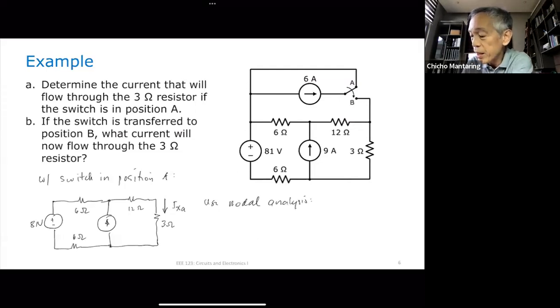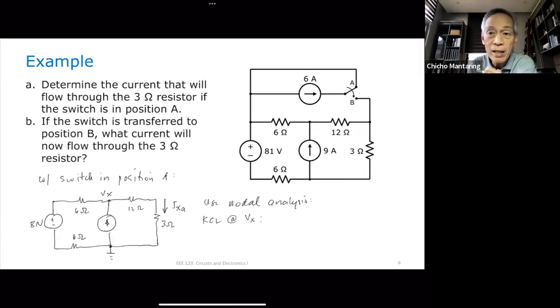Let me make this my reference. Let me call this node X, and what I want to solve for is V_x. I only have 2 essential nodes, so I only have to form one KCL equation. What is going to be my KCL equation? So KCL at V_x.